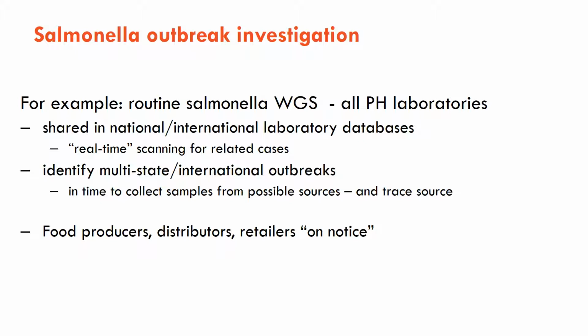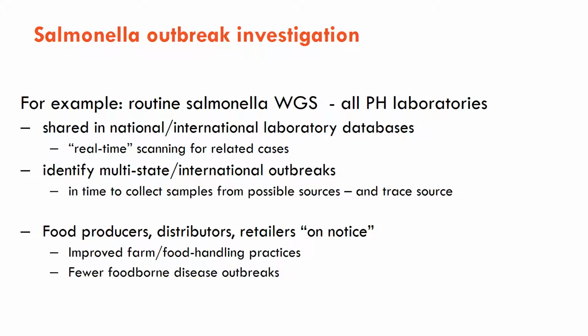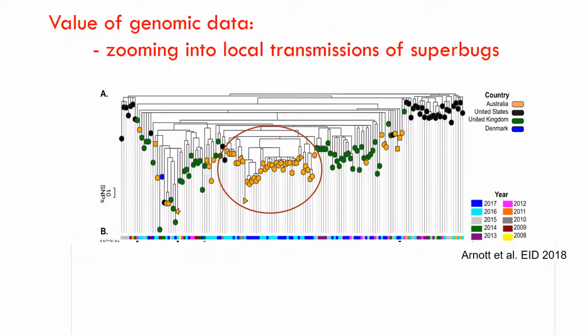Now that food producers, distributors and retailers know that if they have poor food handling practices or production practices, they're likely to be identified if they cause a foodborne outbreak, it puts them on notice, hopefully to provide a very strong incentive for them to maintain the highest possible standards of food handling practice so as to avoid litigation and significant threats to their business. And of course, if so, this will lead to fewer foodborne disease outbreaks.